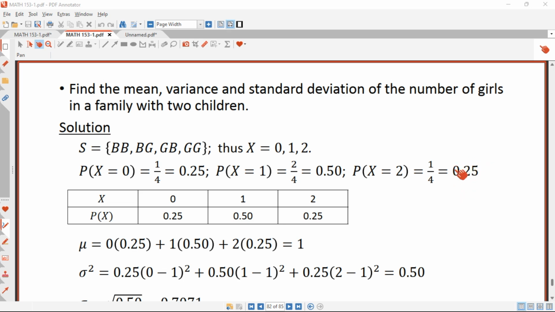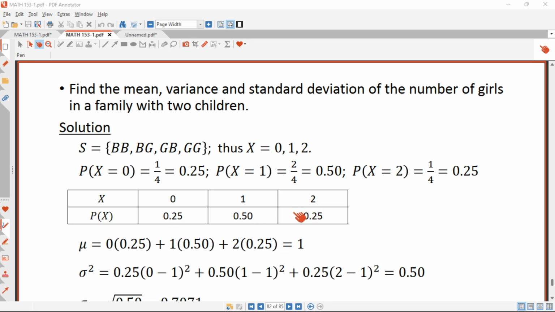So this will be our random variable with its respective probabilities, right? When our X is equal to 0, we have a probability of 0.25. When our X is equal to 1, we have a probability of 0.50. When our X is equal to 2, we have a probability of 0.25. When we add everything here, you are supposed to get 1.